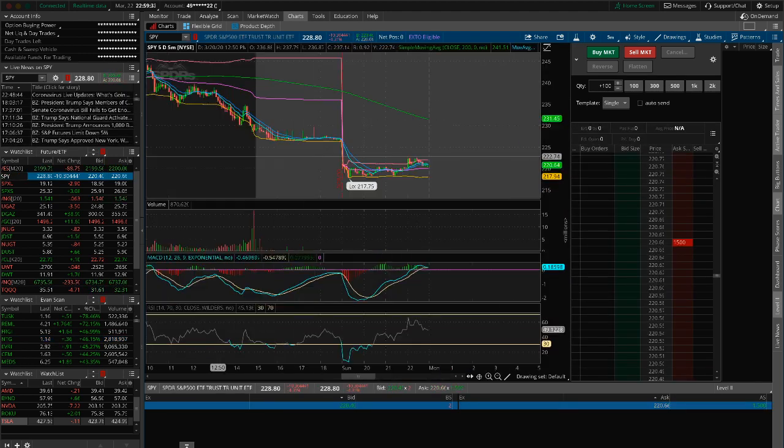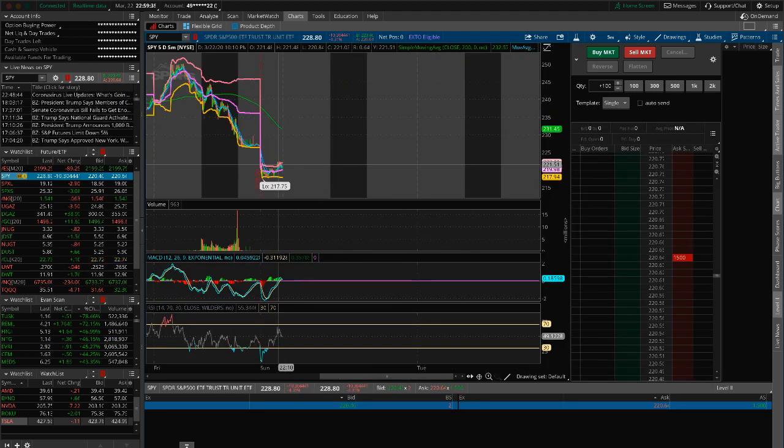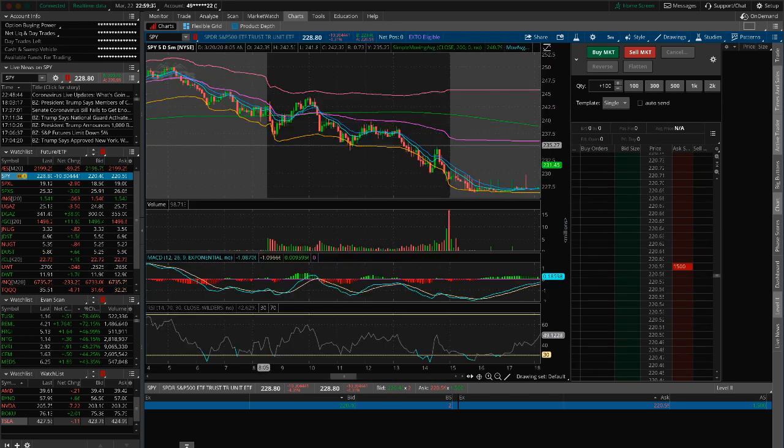What I can say is usually when a circuit breaker does take place, if it's getting halted on the way down, it'll open lower and it'll continue down, right? But again, I don't know how they completely work with the SPY, right?